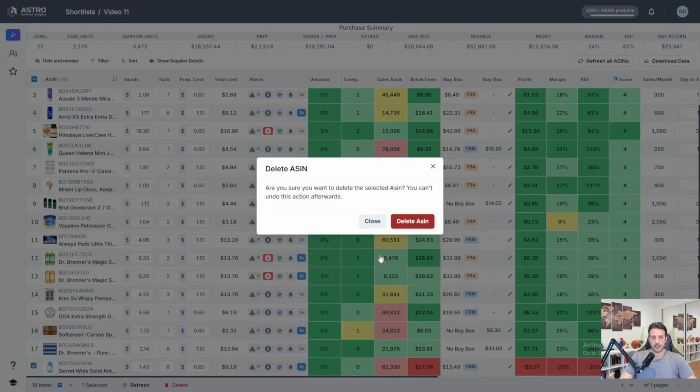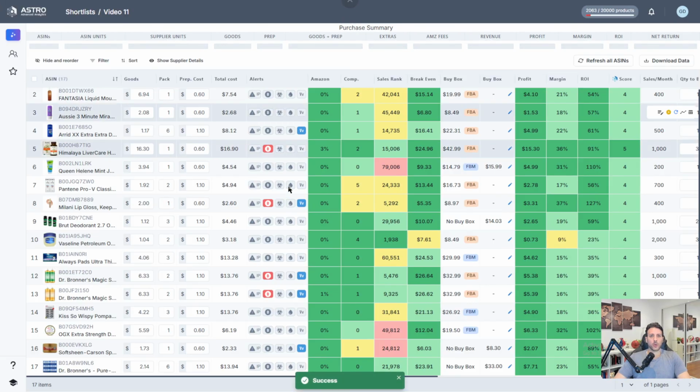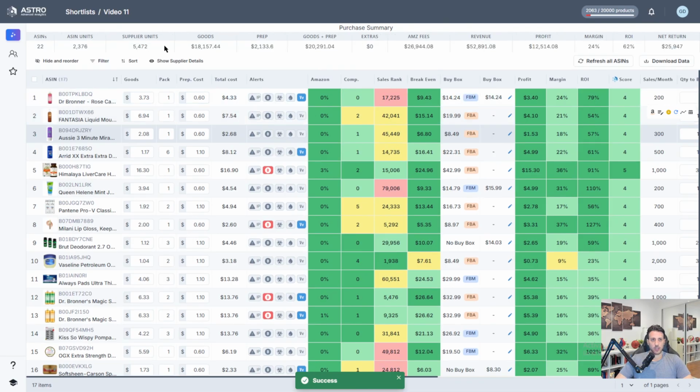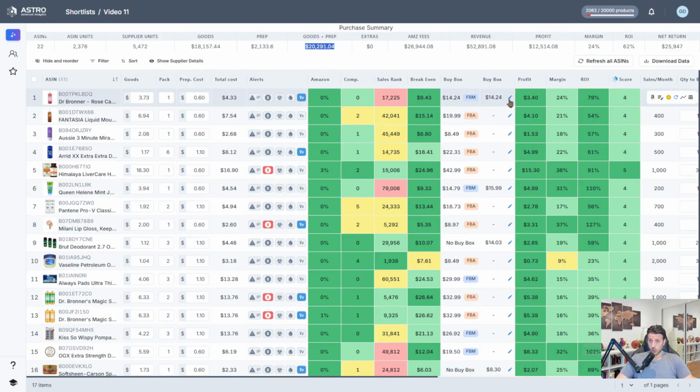So this seems to be our order, guys. We're looking at an $18,000 order, 2,300 ASIN units, and 5,472 supplier units. Obviously that is considering the multi-packs as well. So this is a 6-pack, so this is how many units we're actually ordering from our supplier. $18,000 worth of goods, $2,000 worth of prep, or 2,100. So goods plus prep is just over 20 grand.